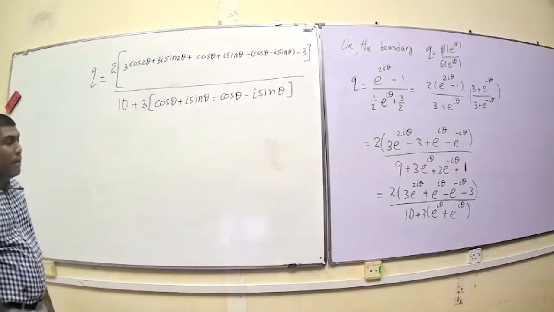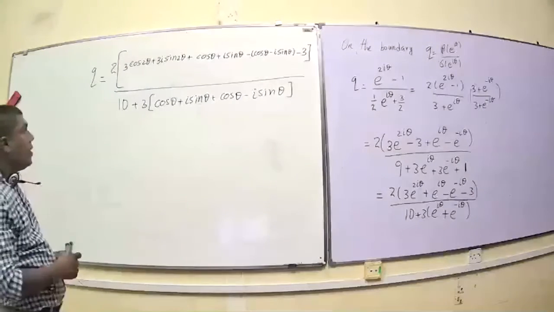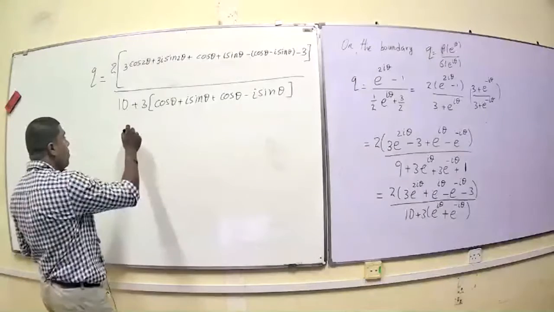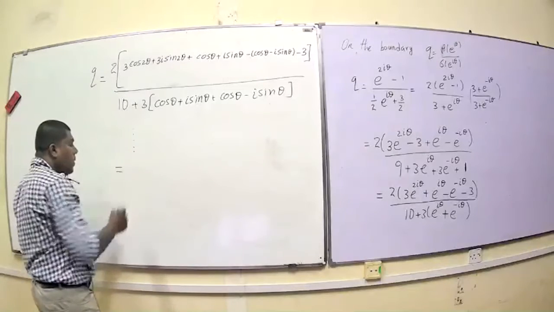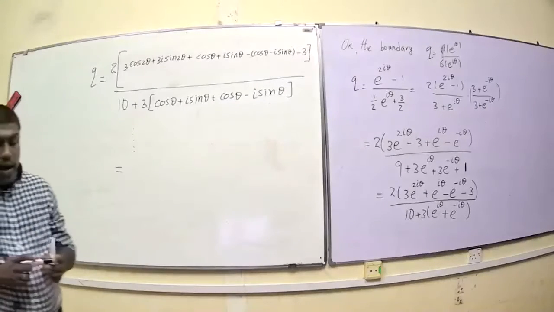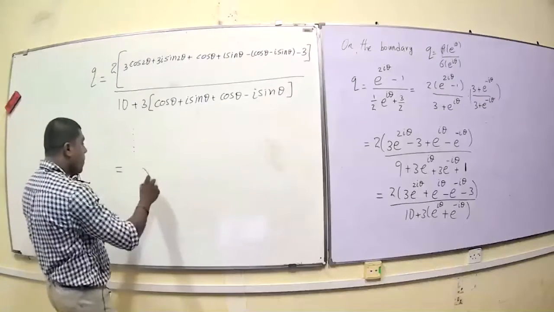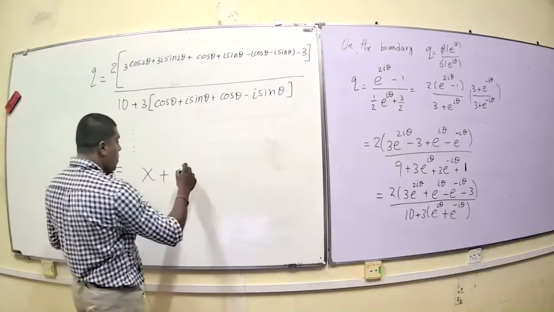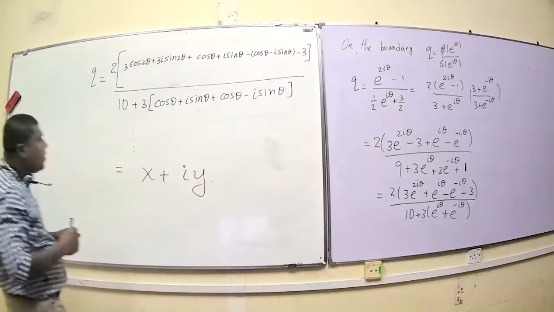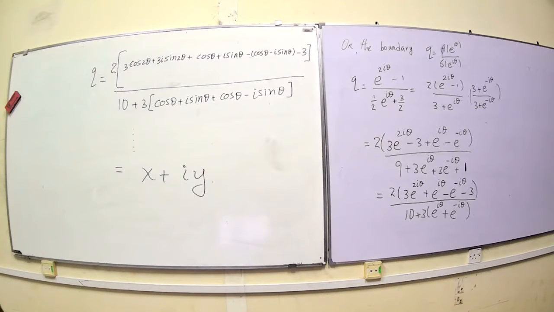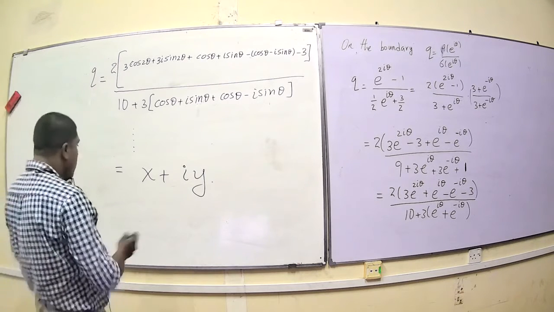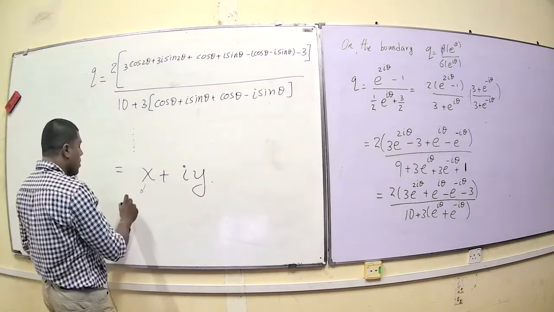Okay, so now the rest is trigonometry work, right? A-level trigonometry. So I'm going to leave it for you to simplify this and try to find this in the form, right? So try to simplify this and write this down in a form x plus iy. Basically this will have some cosine thetas and sine thetas maybe.